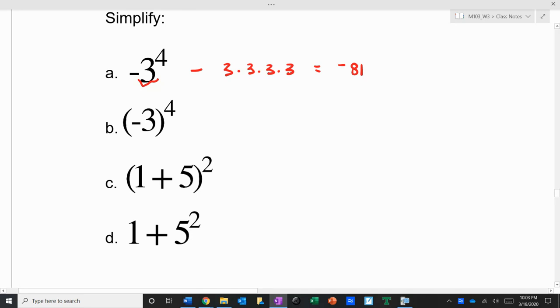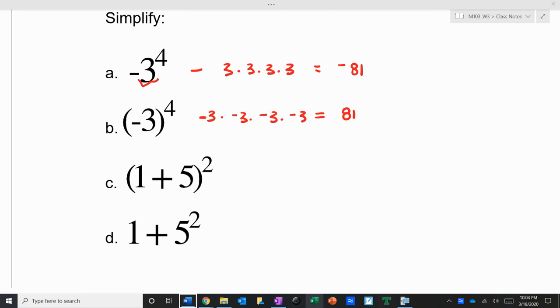And this is different than part B because this means -3 times itself 4 times. So that's actually going to be a positive 81. So you see the difference there? If the whole thing is in parentheses, that's the base. If nothing is in parentheses, then whatever is immediately to the left of the exponent is the base.